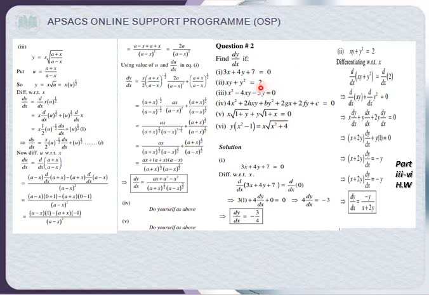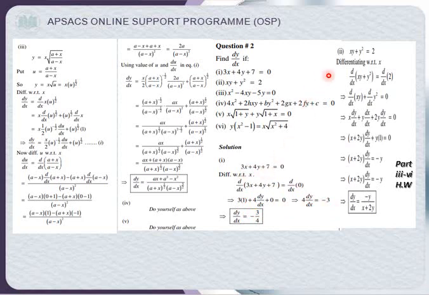Question number 2 is all about implicit function. What is implicit function? That we cannot separate the variable easily. This is called implicit function, but it is a very easy thing. So differentiate with respect to x. Part 1: 3 minus 4y, derivative with respect to x gives dy by dx, because x derivative with respect to x is 1, 7 is 0, so minus 3 upon 4 is the answer of this part.